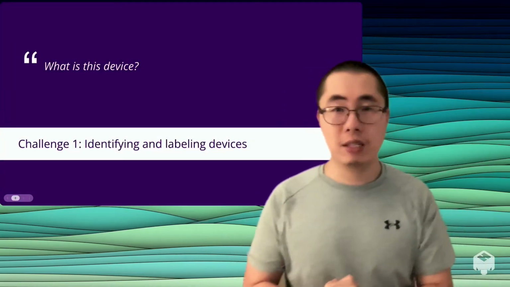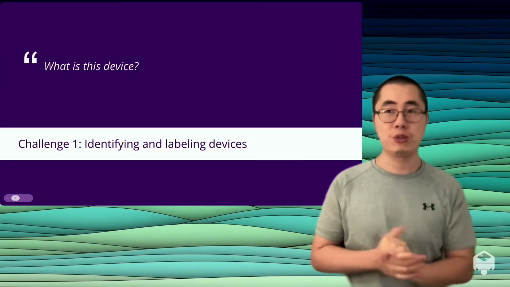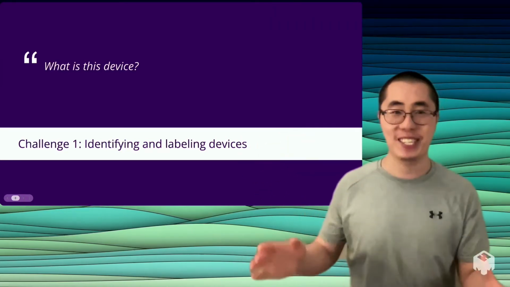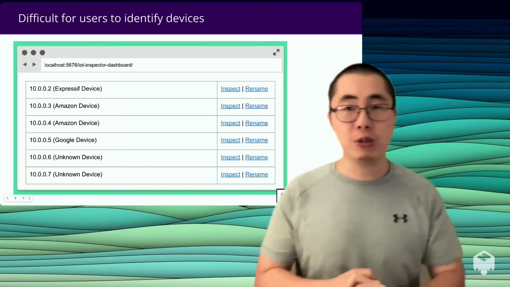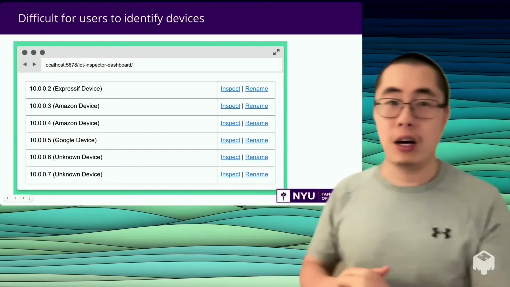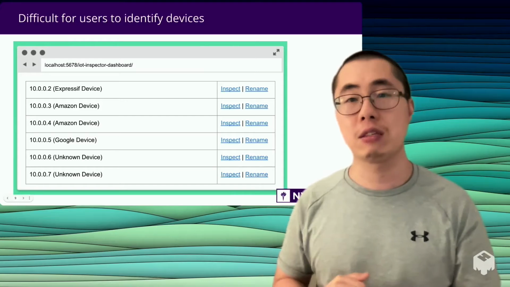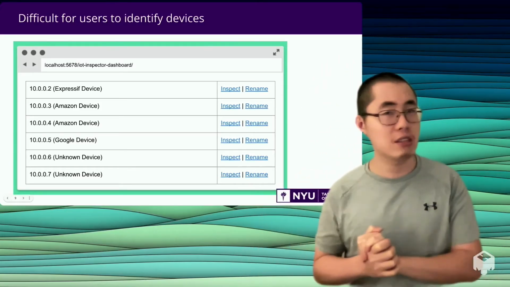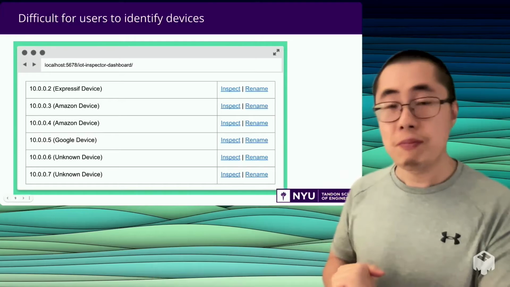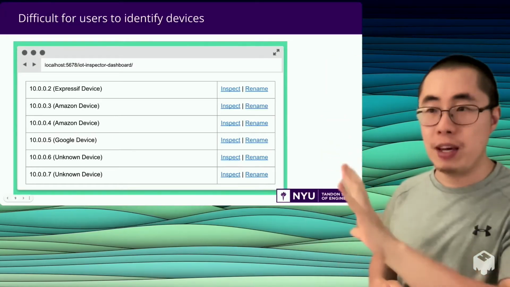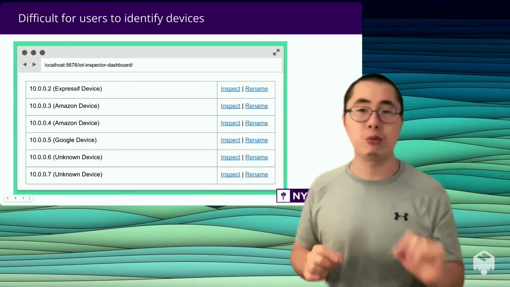Challenge number 1, identifying devices and labeling devices. This is in response to a common question from users: like, what is this device? So here's what I mean. When a user runs IoT Inspector for the first time, Inspector typically shows a list of devices like here on the left. The user can choose one or multiple devices to inspect and have the traffic captured and view the analysis. The problem is, which is which? Many users have a dozen or so, and like myself, some have 30 devices in their house. These devices are typically identified by IP addresses, MAC addresses. And IoT Inspector has some ways to guess which device is which, but there's definitely room for improvement.